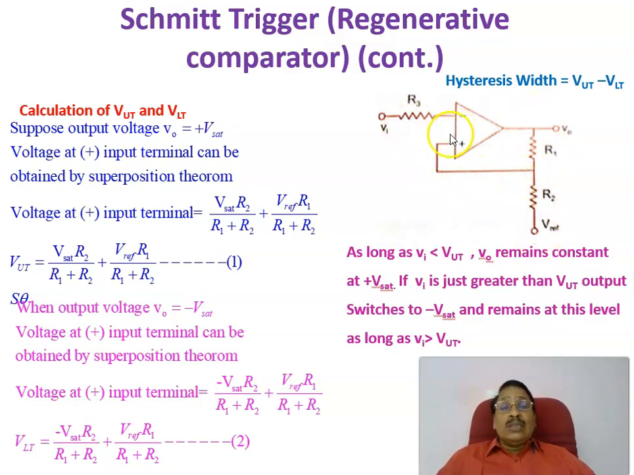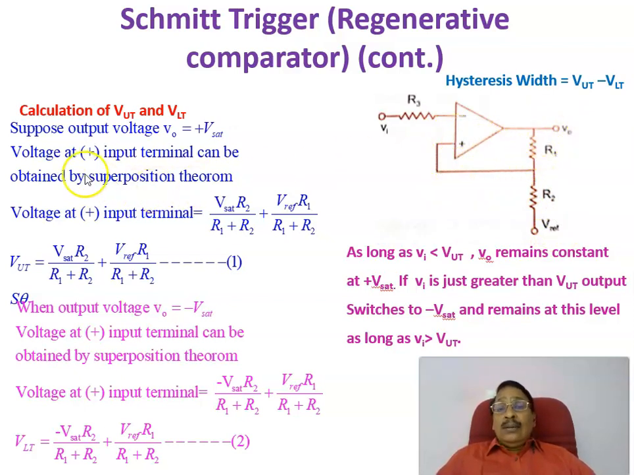Now, what is this voltage? You have to apply the superposition theorem. When Vsat is present, you have to ground this one and then see what the voltage is. Then when V reference is present, you have to ground this one and see what the voltage is. When both are present, it is the summation of these two. That is what we call the superposition theorem.